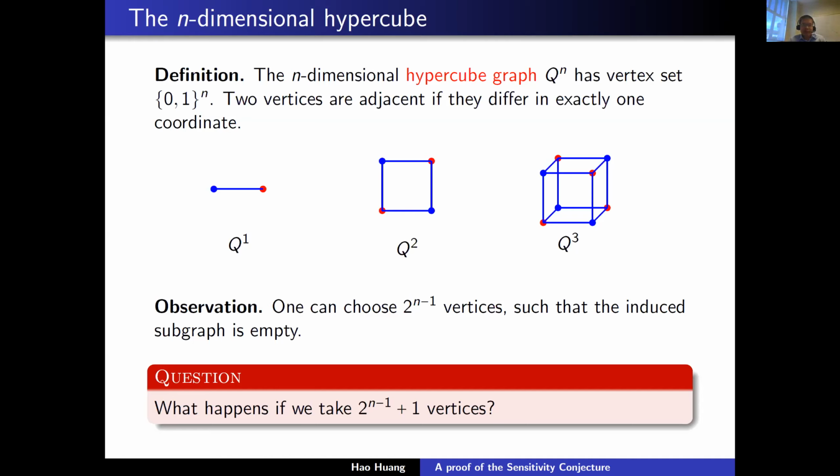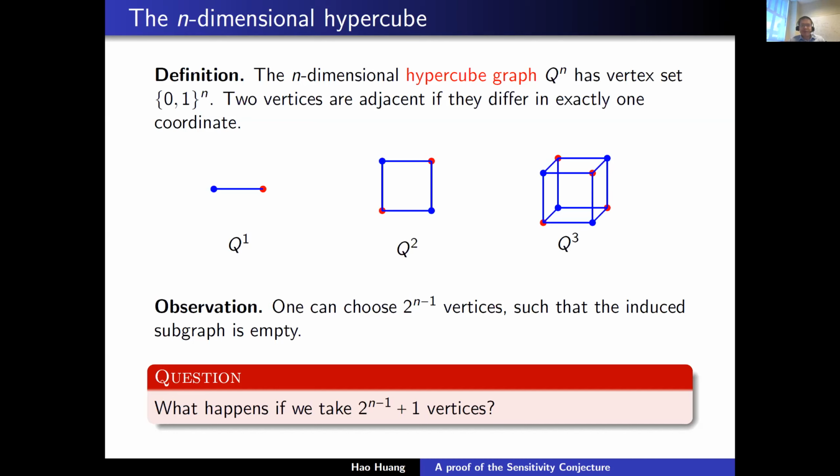One quick observation is the following. You can always choose half of the vertices of this n-dimensional hypercube such that the induced subgraph is empty. For example, in Q1, Q2, Q3, you can just take all the blue vertices or all the red vertices. In particular, for any n-dimensional hypercube graph, you can take all the 0,1 vectors whose sum of coordinates is even, or those whose sum of coordinates is odd. If two vectors are adjacent, they differ in exactly one coordinate, so you cannot have an odd vector adjacent to another odd vector.